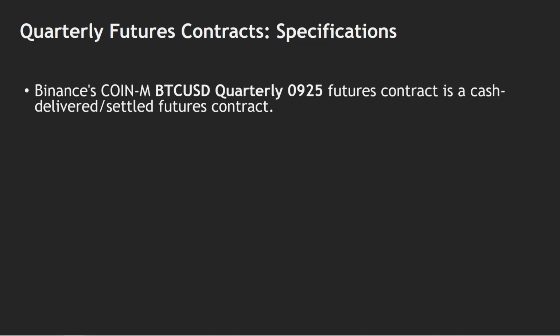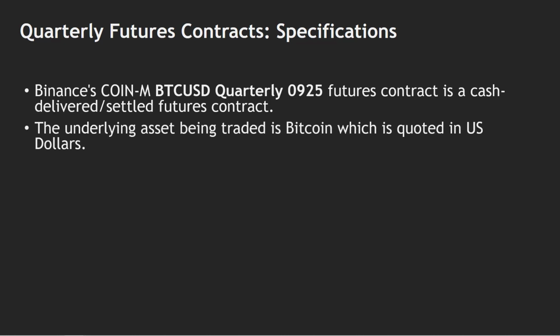Specifications of a futures contract. The Binance CoinM BTC USD quarterly 0925 futures contract is a cash delivered settled futures contract. This means that when the contract is due, the underlying asset is not exchanged directly. Instead, all open positions will be delivered at a settlement price. The ticker name means that the contract is Bitcoin, quoted in US dollars, and will expire in 3 months, September 25th to be precise.